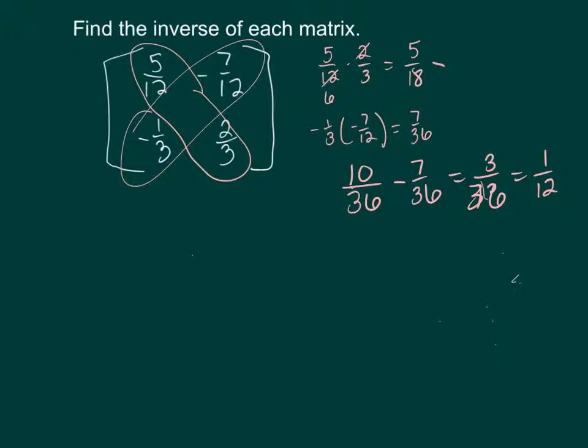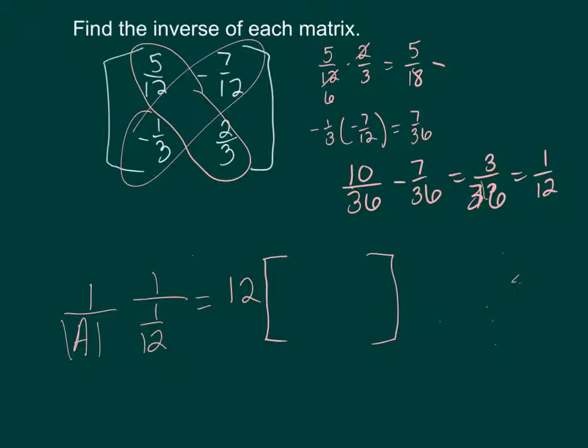So for our formula, we need 1 over the determinant. So 1 over 1 over 12 actually equals 12. Then here, remember we switch A and D, so the 2/3 moves up here and the 5 over 12 moves here. The B and the C stay where they are, but we change the sign. So 7/12 changes to positive, 1 over 3 changes to positive.